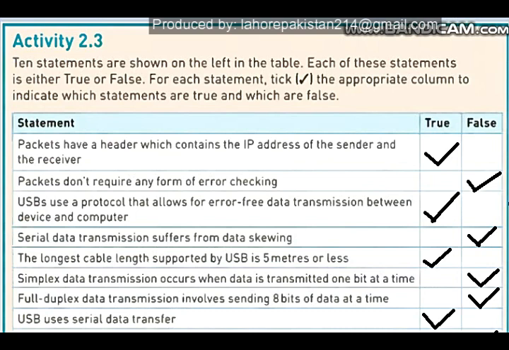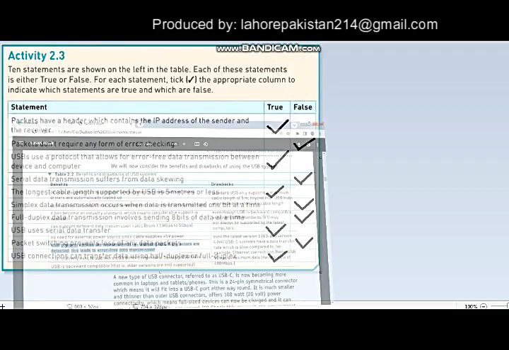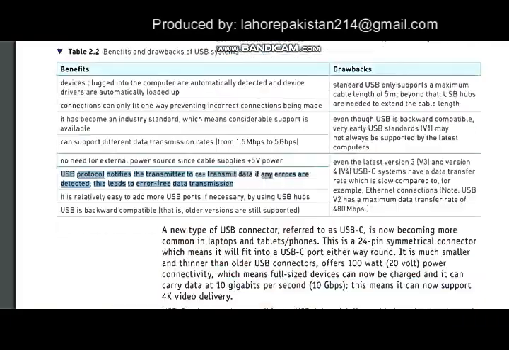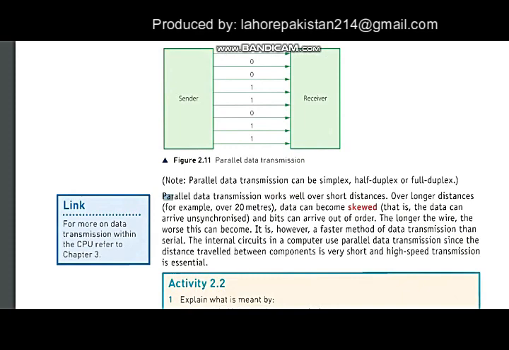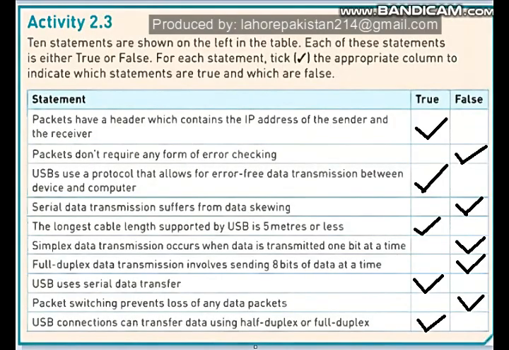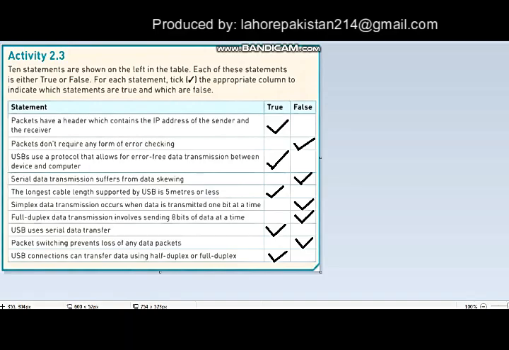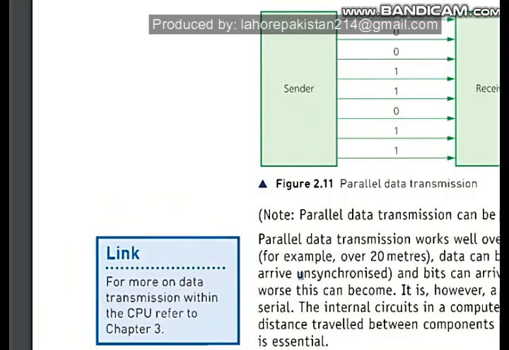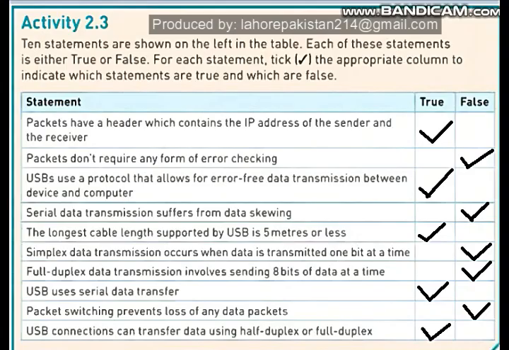Next statement says that serial data transmission suffers from data skewing. It is false, because it's clearly mentioned in your book that the data gets skewed when the transmission is parallel. So it means that this statement is false. Skew means the data becomes out of order or unsynchronized.